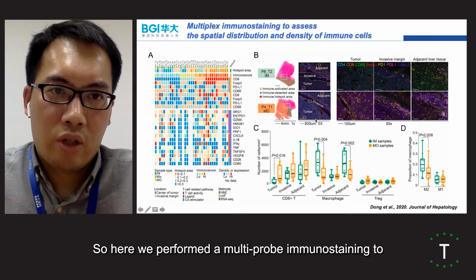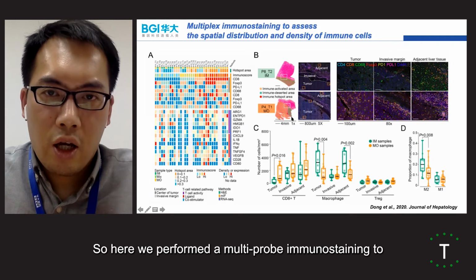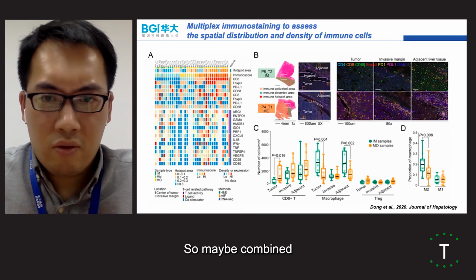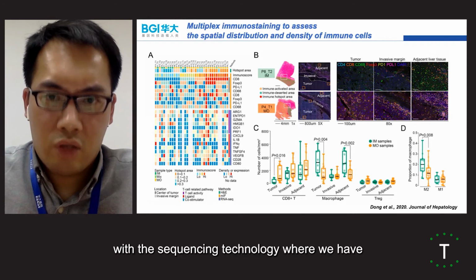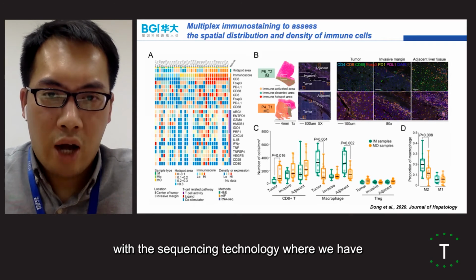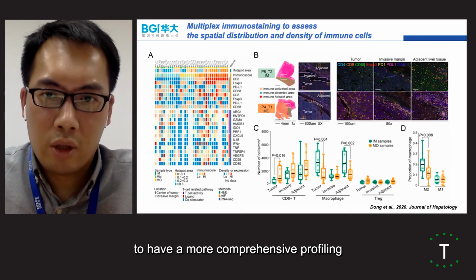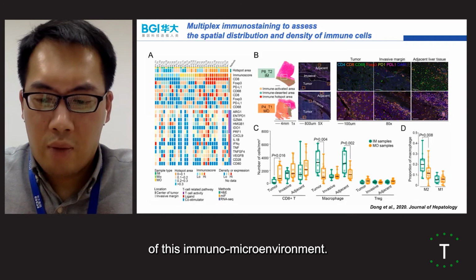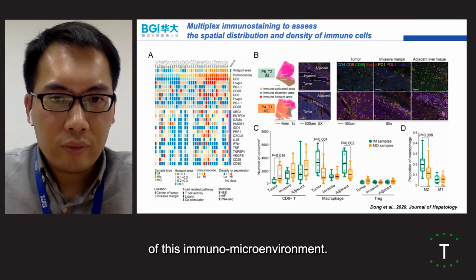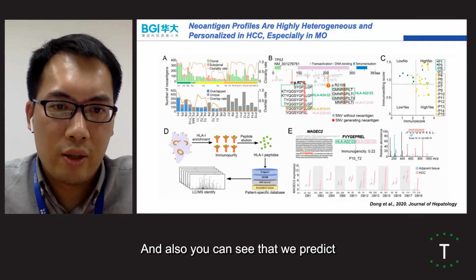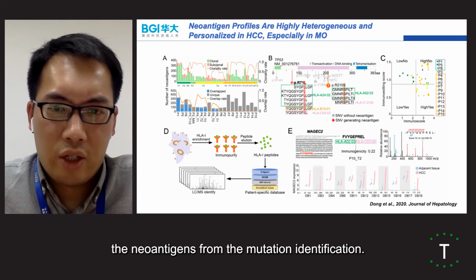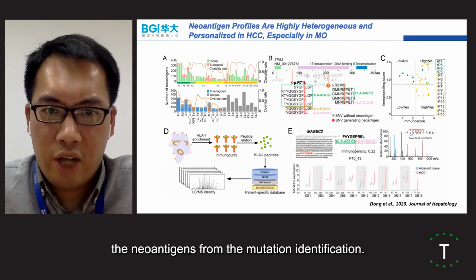So here we performed multiplex immunostaining to assess this pattern. I think that combined with the sequencing technology, it will help us have a more comprehensive profiling of this microenvironment. And you can also see that we predicted the new antigens from the mutation identification.